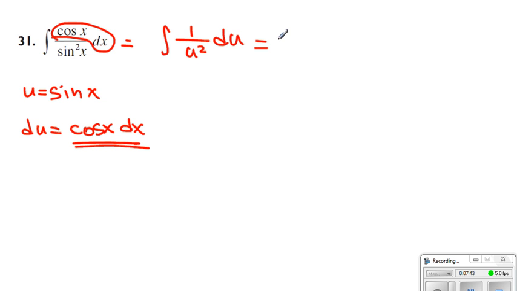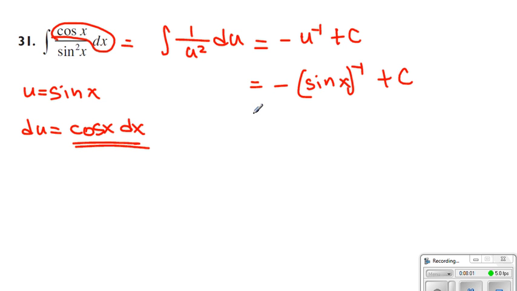Yes, it does become negative u to the negative 1 power plus c. Now, then we change u back, being negative sine x to the negative 1 power plus c, which simplifies into negative cosecant x plus c.